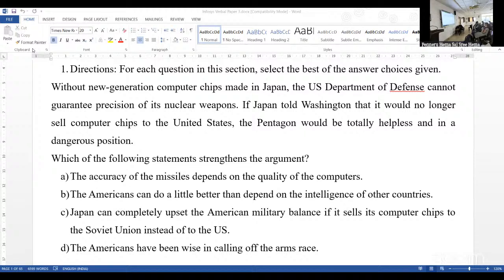So, which statement will strengthen the argument? Yes? A. How about B, C and D? Why do you think they are not strengthening? The accuracy of missiles depends on the quality of computers. C. Okay. How do you think C is relevant?